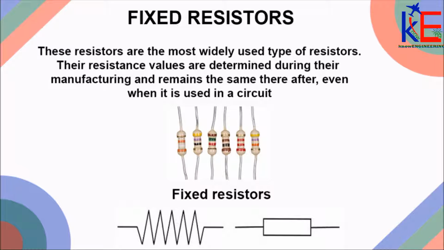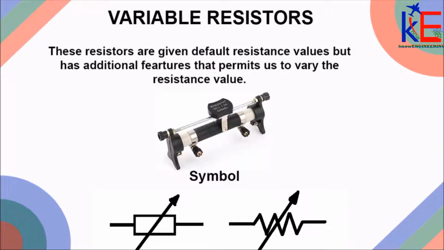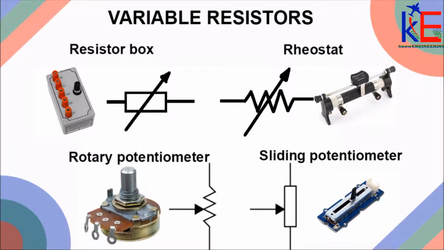Their resistance values are determined during the manufacturing and remain the same thereafter, even if it is used in a circuit. Below shows a picture and some symbols of a fixed resistor. Some examples of fixed resistors are carbon resistors, wire wound resistors, metal oxide film resistors, and metal film resistors. Variable resistors. These resistors are given a default resistance value during production, but have additional features that permit us to vary the resistance value. Some examples of variable resistors are resistor box, rheostat, rotary potentiometer, and sliding potentiometers.